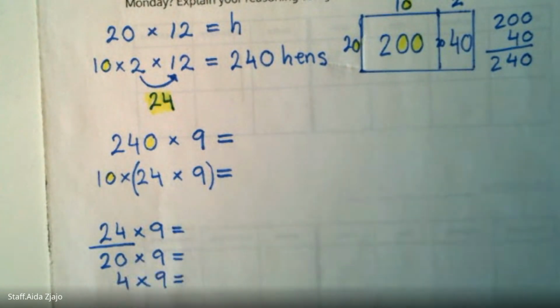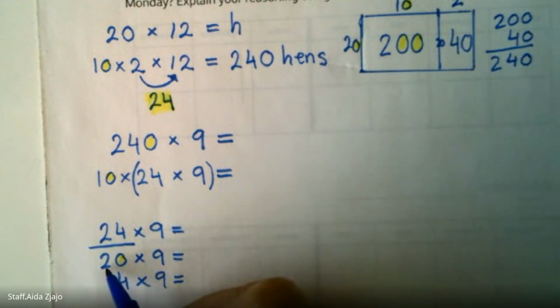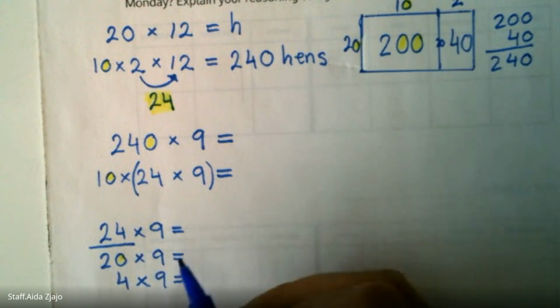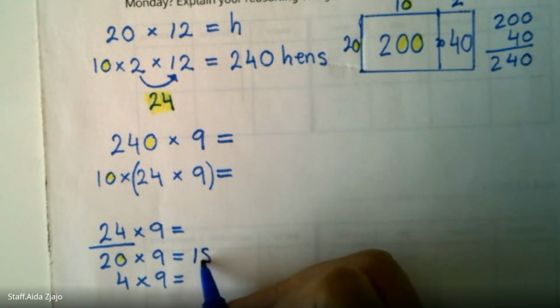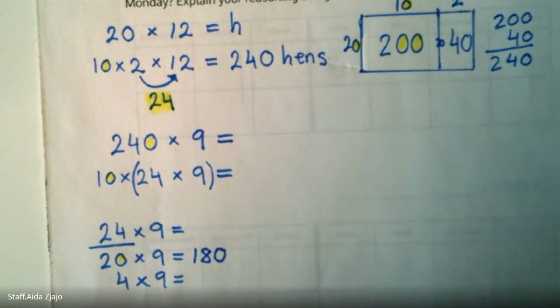So I know that 2 nines is 18. 9 plus 9 is 18, so 18. And I gain 0 from the 10. So 20 times 9 is the same as 2 times 9 times 10, which is 180.